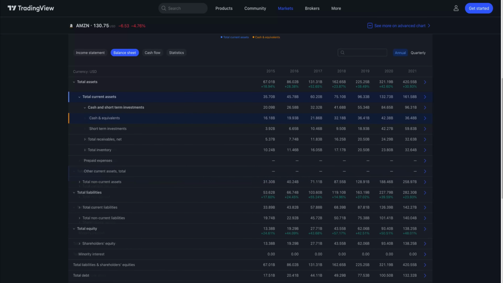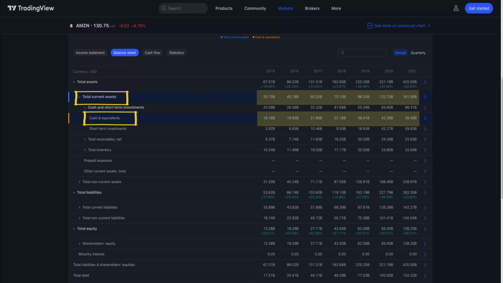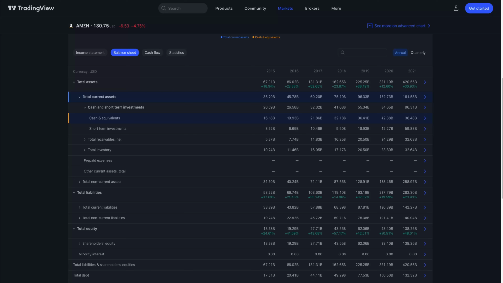A third point of focus is to check if over the years total cash and total current assets are growing. For Amazon, their cash grew from 16.18 billion to 36.48 billion, while their total current assets skyrocketed from 35.7 billion to 161.58 billion. And you always want to check both, as a company could liquidate non-current assets to increase its cash position without increasing its total current assets, so always pay attention to both.